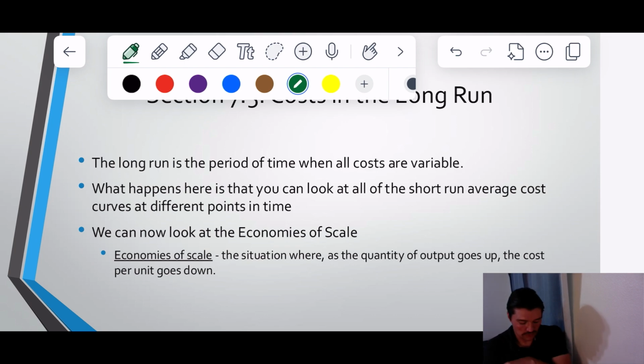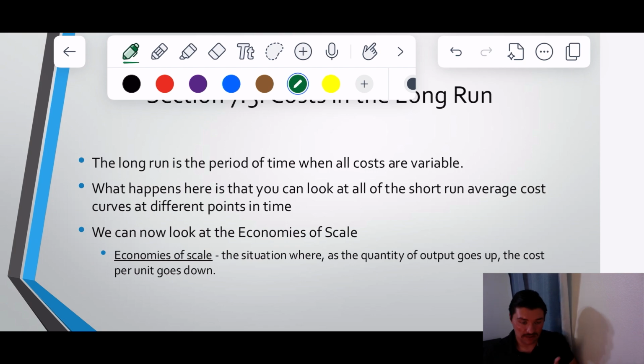So that's how we can see our short run average total cost is here, it's here, it's here. The short run average total cost will change as you add on more capital and labor and produce more output. The long run is going to show us all of these different ATCs as we go along. And what that forms is economies of scale. Economies of scale is a situation where as the quantity goes up, the cost per unit is going down.